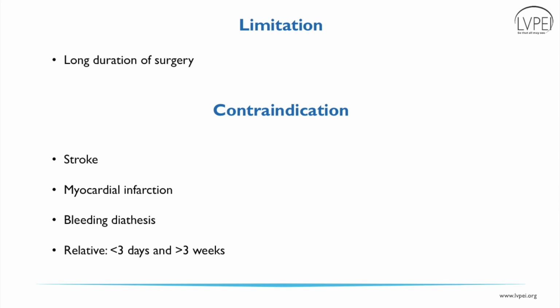the patient had any previous history of stroke or myocardial infarction or any bleeding diathesis. The relative contraindication is the time of presentation, if the patient presents within less than 3 days or more than 3 weeks. In case of less than 3 days of presentation, there is a risk of rebleeding, whereas in late presentation of more than 3 weeks, subretinal TPA will not be of much benefit.